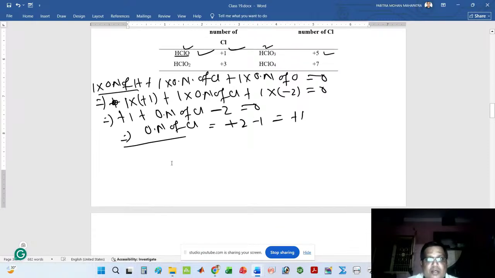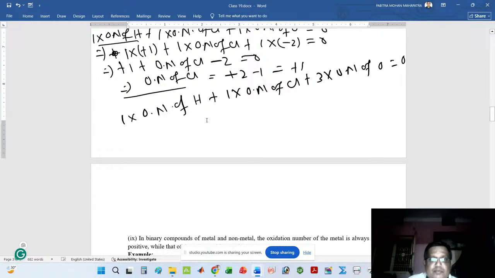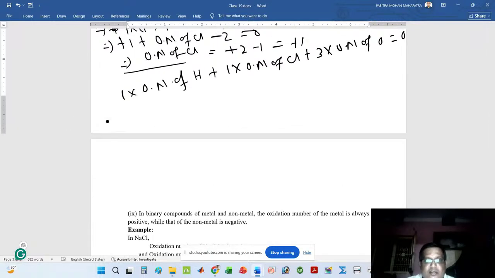If you think about HClO3, 1 times the oxidation number of hydrogen plus 1 times the oxidation number of chlorine plus 3 times the oxidation number of oxygen is equal to 0, because HClO3 is a molecule, so it must be 0. Look at that. Here I can say that the oxidation number of hydrogen is always plus 1, except in metal hydrides. So it is necessary to put plus 1.